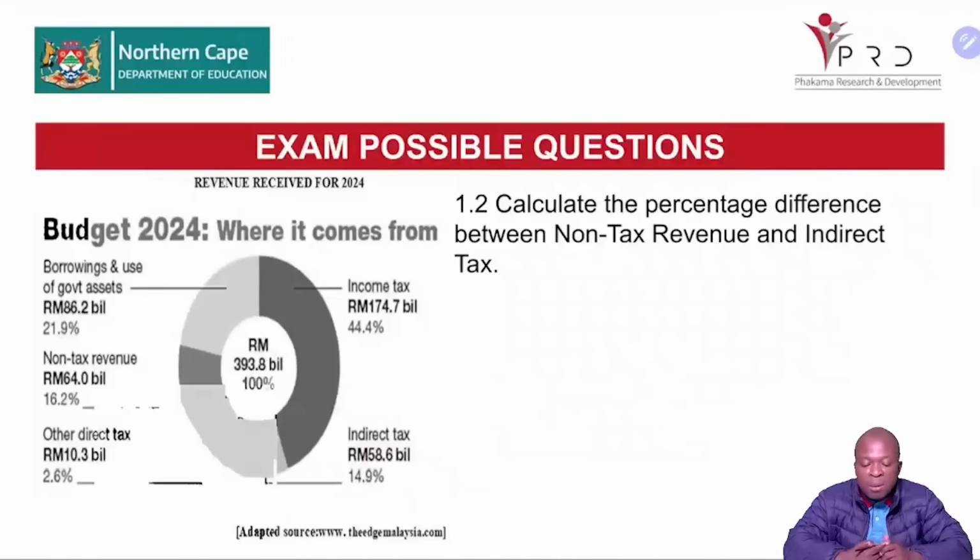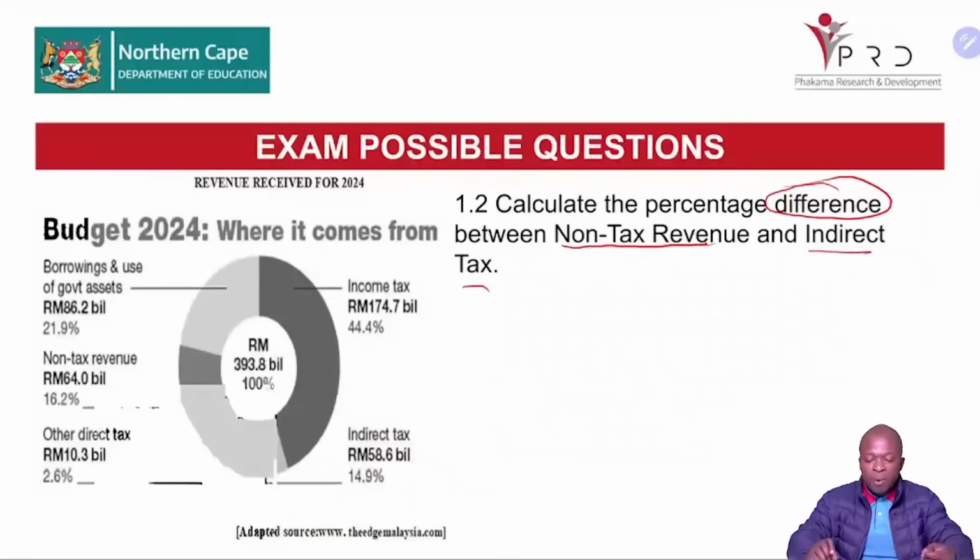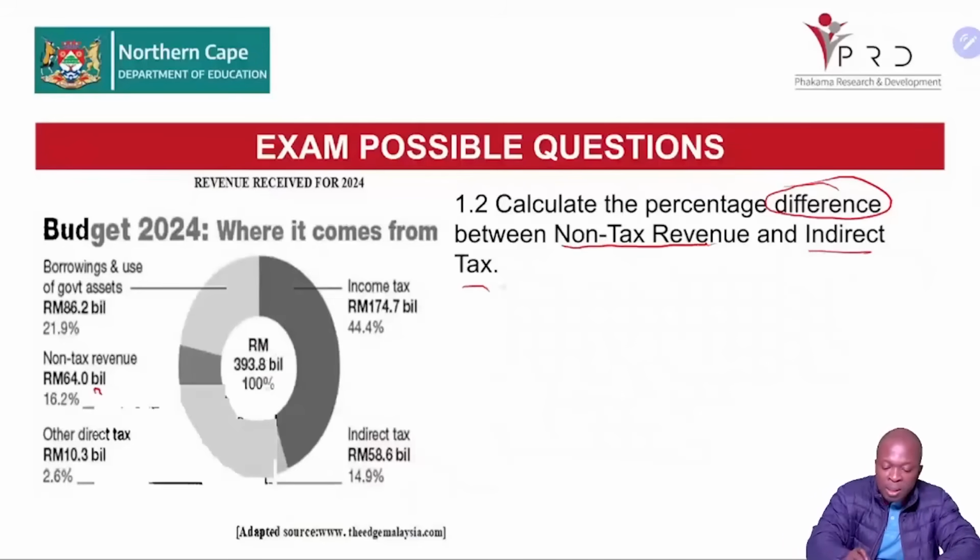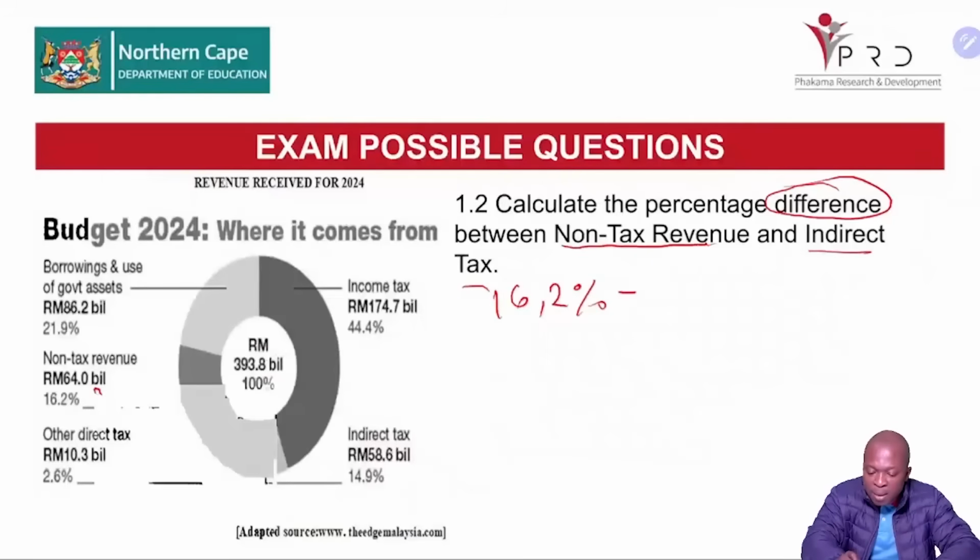The examiner says we should calculate the percentage difference. So we are now looking at the percentage difference between non-tax revenue and indirect tax. Since the examiner has given us 2 values, we write them down and we subtract. Why are we subtracting? Because we want the difference. So what is the first one? Non-tax revenue. Can you see it is here? 16.2%.